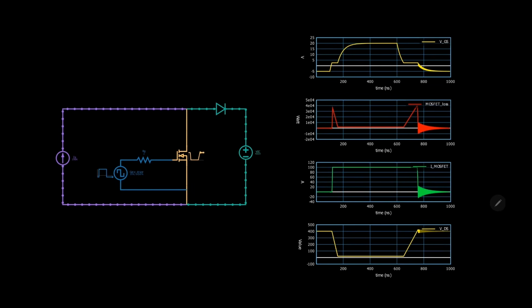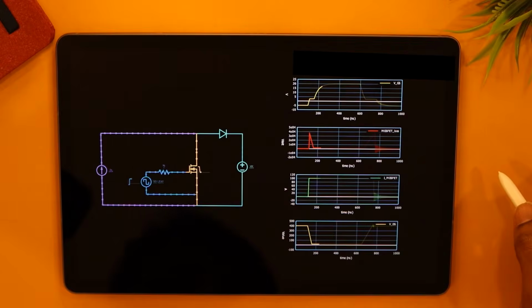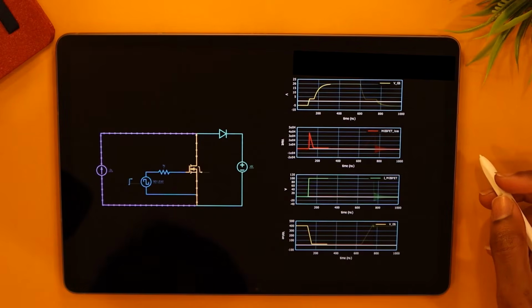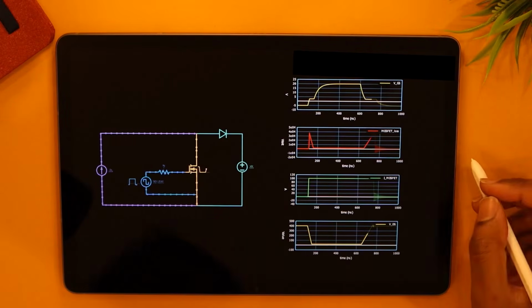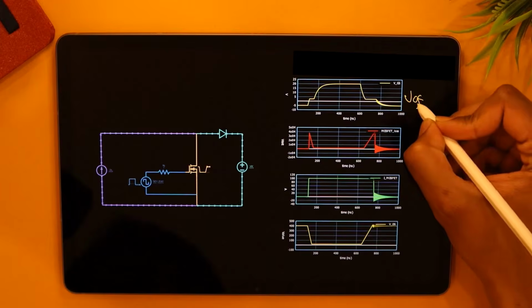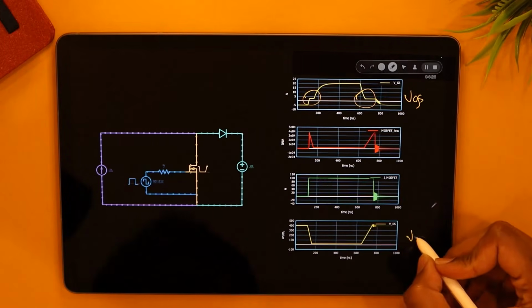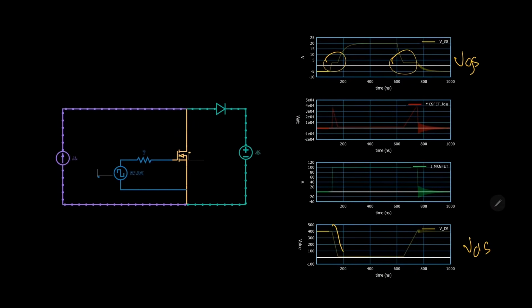Alright, in this simulation, I have replaced the MOSFET with a practical MOSFET model. And immediately you can see the waveforms have changed. The transitions are no longer instantaneous. Look at the gate voltage waveform. It has got that weird plateau which we want to investigate. Look at the voltage across the MOSFET. It's not going down and going up instantaneously. There's a ramp to it.